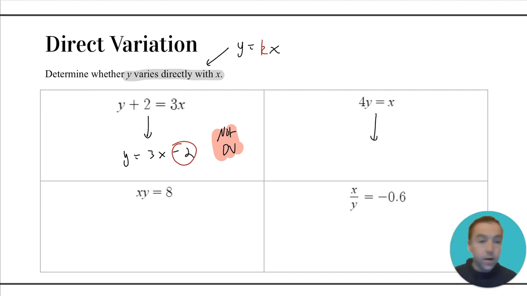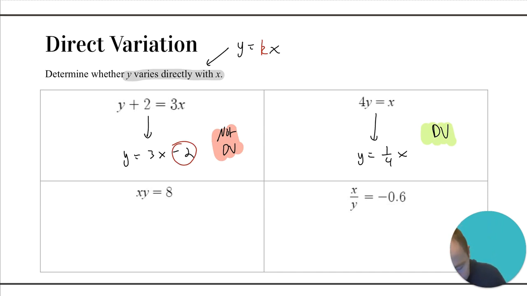The next equation over here is 4 times y equals x. If you isolate the y by dividing by 4 on both sides, you get y is equal to 1/4 of x, and therefore you can see that, yeah, that's y equals just a number times x. So that is indeed exemplary of direct variation.